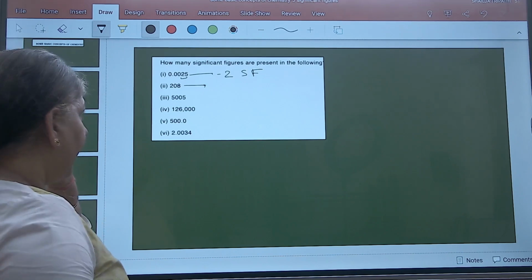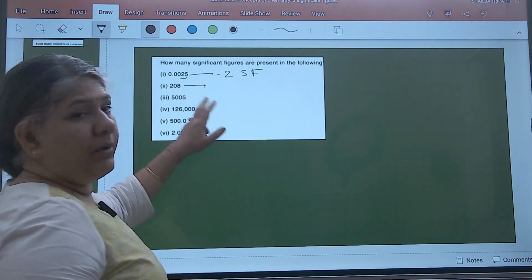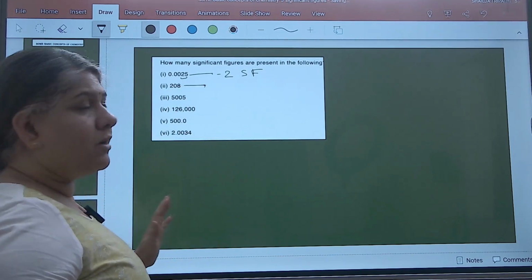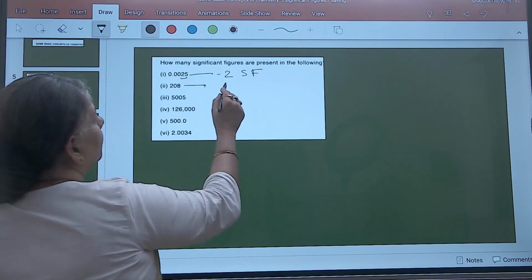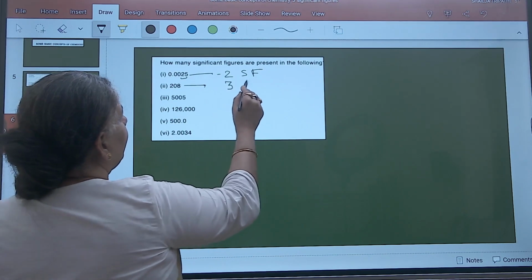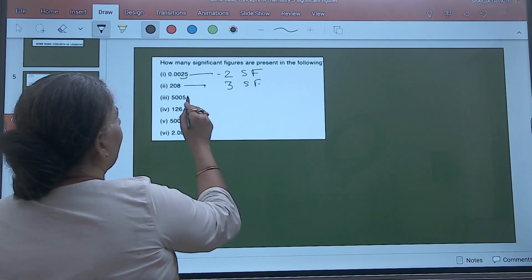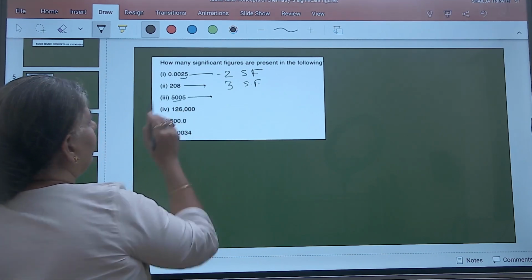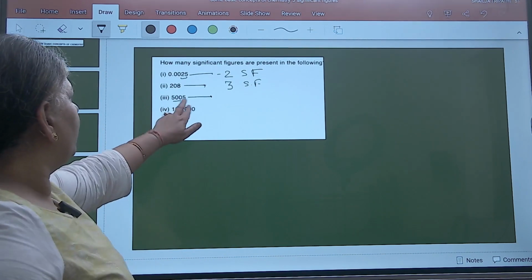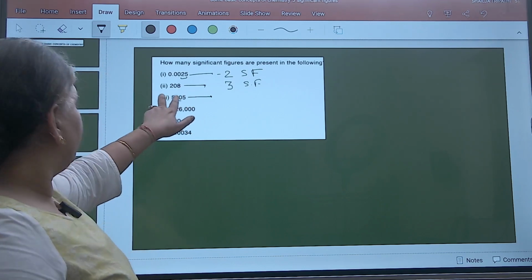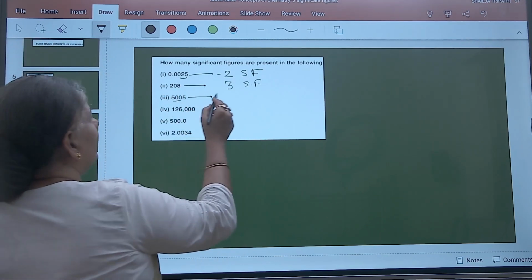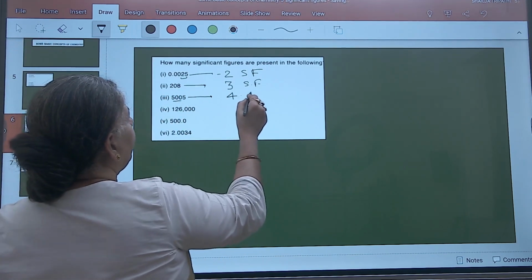Here 208, that is, 0 between two non-zero numbers is significant. So the total number of significant figures is 3. Again here, two zeros between two non-zero numbers will be significant. So it has 4 significant figures.